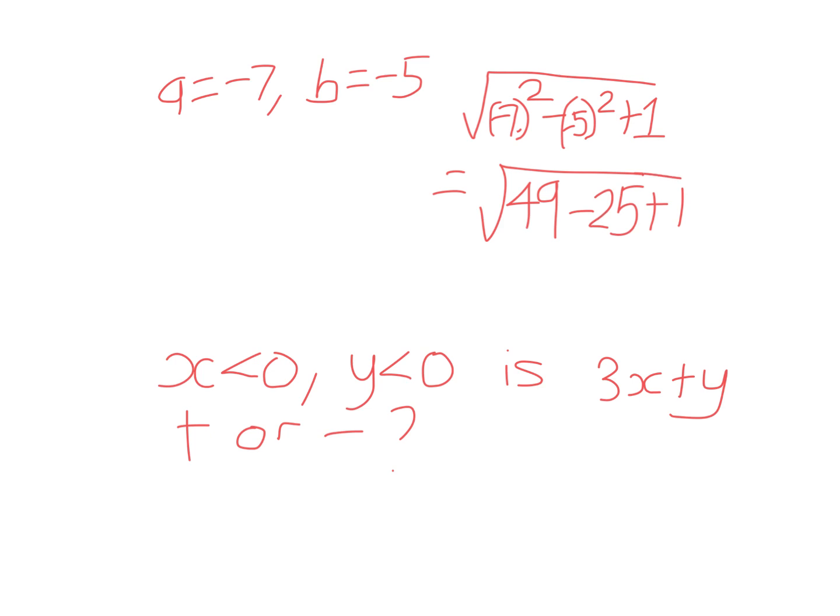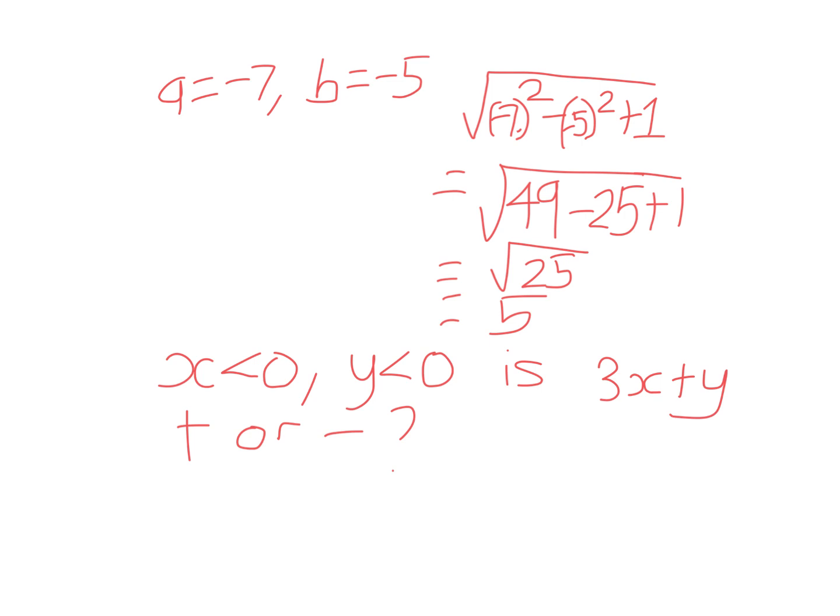So what we have here is the square root of 49 minus 25 plus 1. So 49 minus 25 is 24, plus 1 is 25. Square root of 25 is saying what number do you times by itself to get 25, and that is 5. So 5 is our final answer. So this wasn't an equation, but there will be some substitution questions like that in the test.